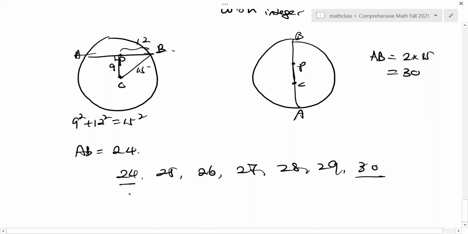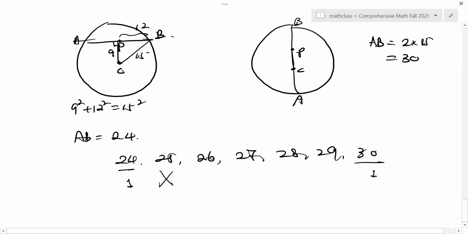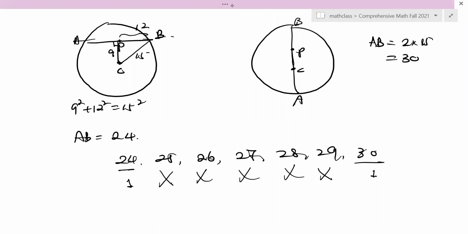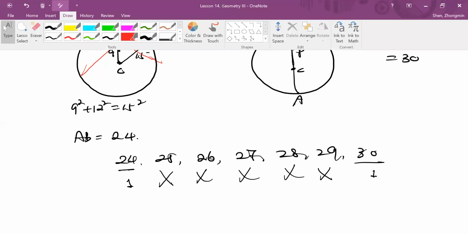There's only one perpendicular, so the shortest is unique, and the longest is unique. But for any integer between them, there are two lines here. You know why? For example, if this is the one, then there's another one, the same. So you always get a pair of line segments with integer lengths passing through the point P.